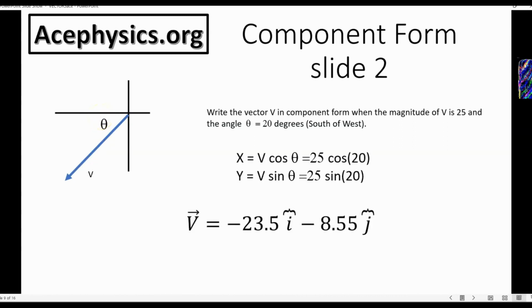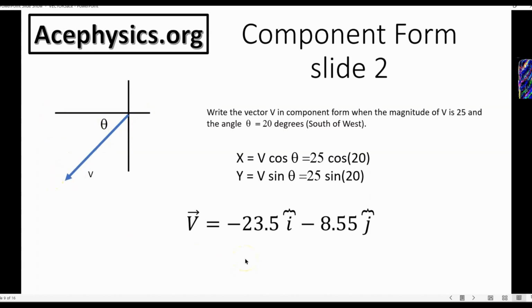So the answer to this problem, the x component is v cosine of theta, which is 25 cosine of 20. The y component is v sine of theta, 25 sine of 20. And notice that both the x and the y component are negative. In quadrant 1, both x and y are positive. In quadrant 2, y is positive, x is negative. In quadrant 3, both x and y are negative. And you can see that this vector points in the negative x direction and then the negative y direction, and that's the vector v.